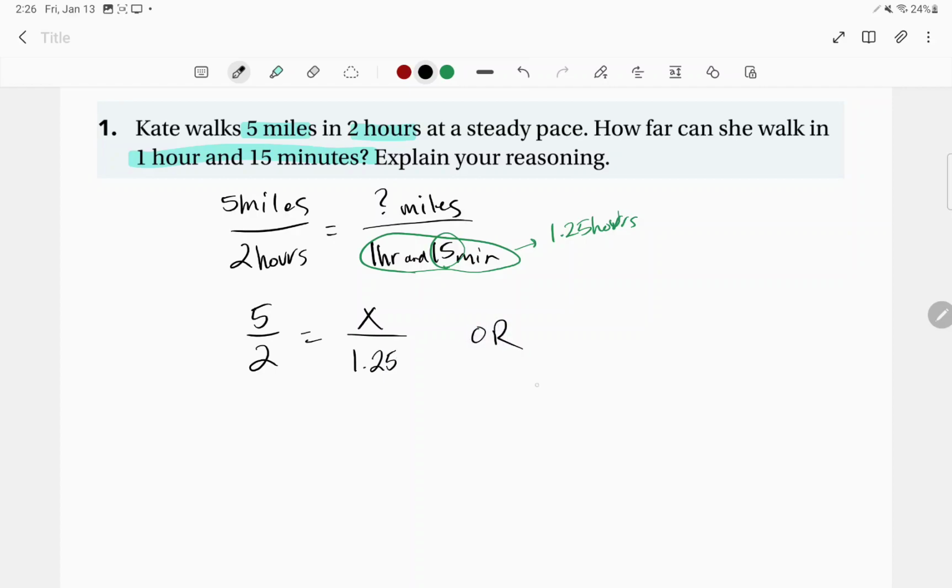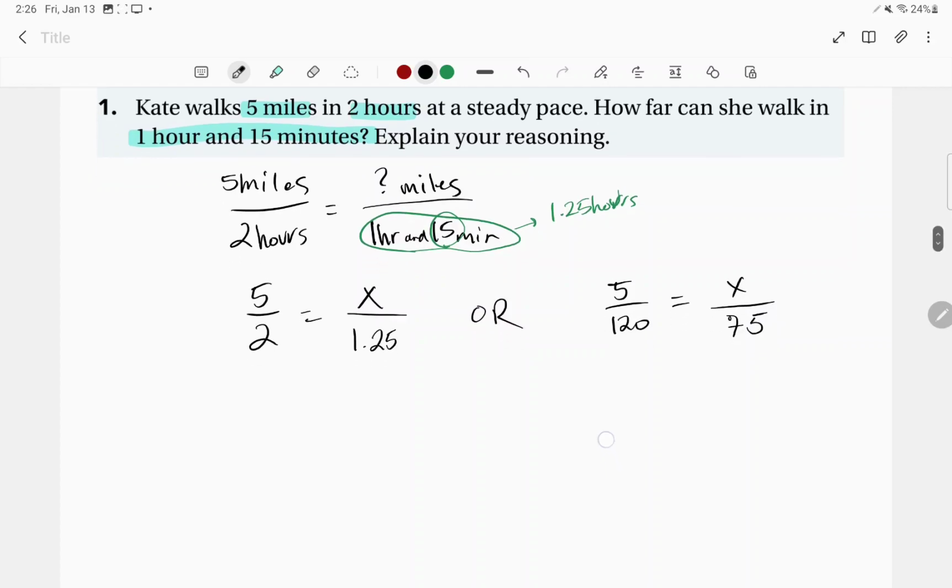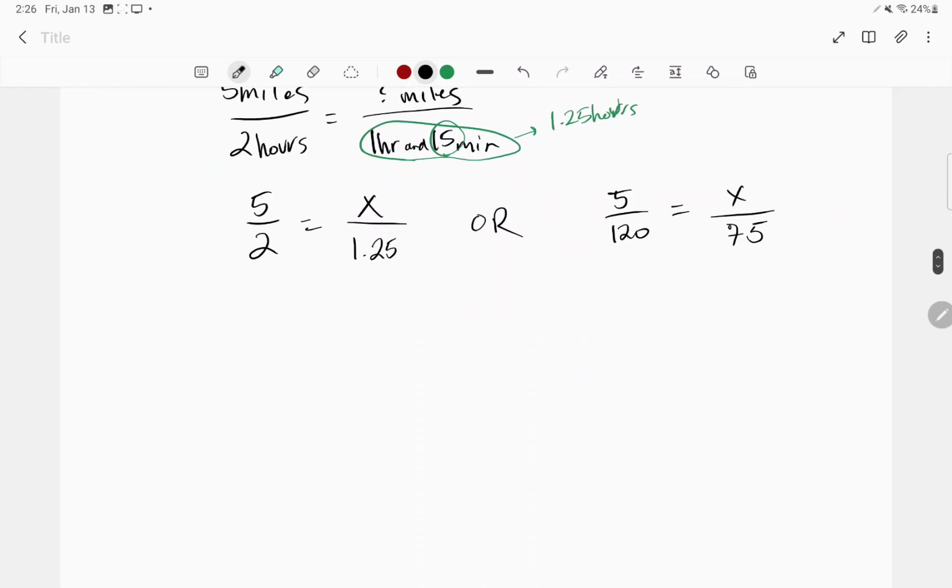Okay? Or if you wanted to change them both to minutes, you could do 5 over 2 hours is 120 minutes is equal to x over 1 hour and 15 minutes is 75 total minutes. And when we work these out, you see that you get the same thing. So go ahead and work these out on your own and then come back to the video.